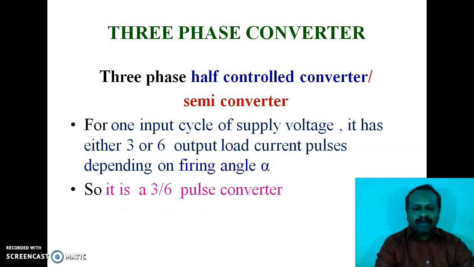Next, three phase half controlled converters or semi converter. In this case, for one input supply voltage cycle, we have either 3 or 6 output load current pulses depending upon the firing angle alpha. If the firing angle alpha is less than 60, it produces 6 output load current pulses. After the firing angle 60, it produces only 3 output pulses. So this is the speciality of the semi converter. The semi converter is a 3 pulse converter, also a 6 pulse converter.